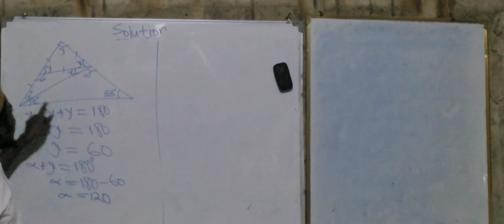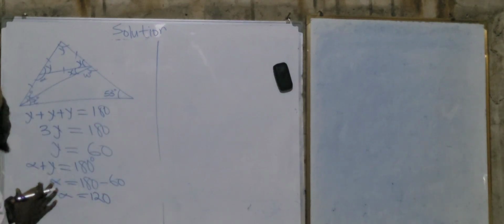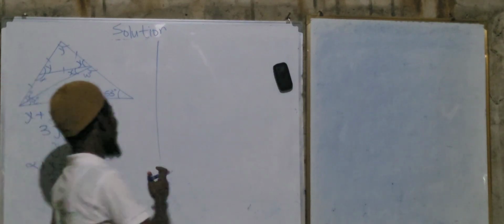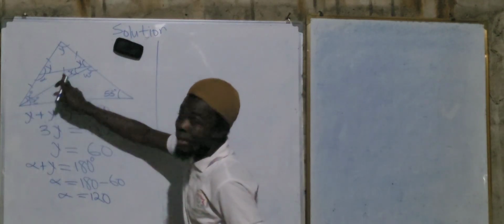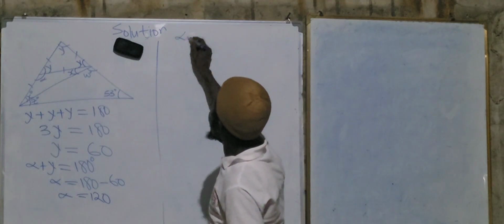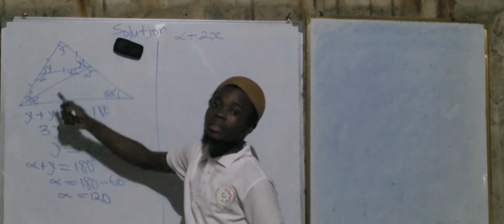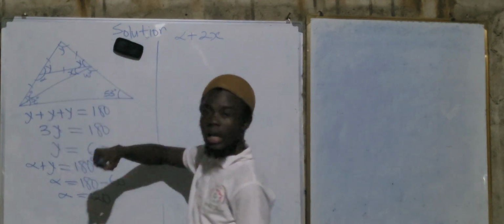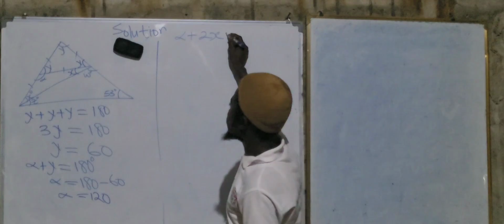Yes. So let's find the value of x now. We are not asked to find this angle at all, only x, y, and z, w. So for this side here, we have alpha plus 2x, because how many x do you have inside here? 2. Good. So therefore, this is equal to what?